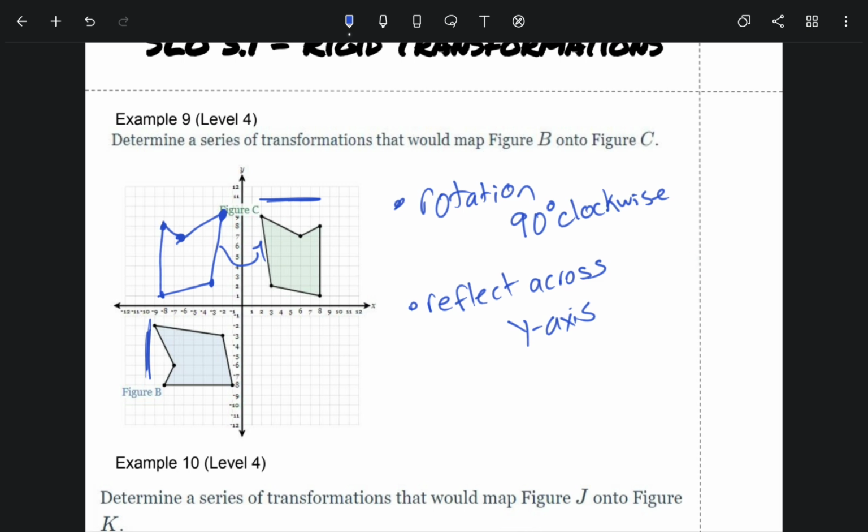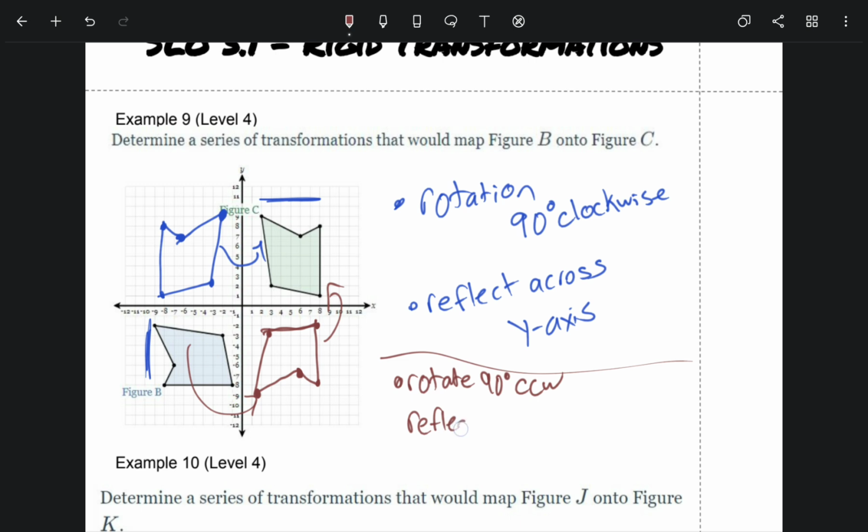Now, this one also would have worked if we did start by rotating 90 degrees counterclockwise. So let's take a look at that. So if we rotate it like this instead, as you can see, all we have to do is flip across the x-axis. So there are multiple paths you can take.